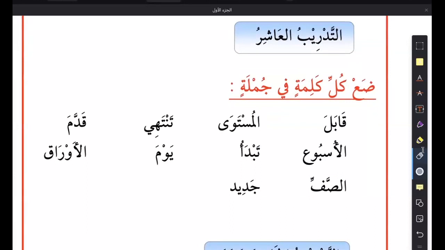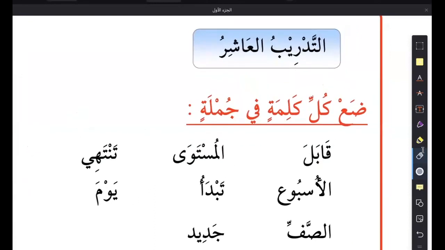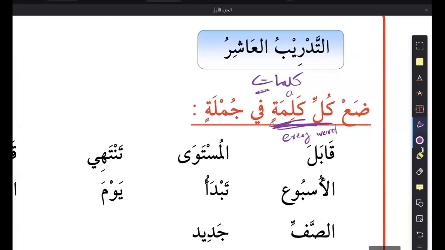So put every word in a sentence. I think I mentioned to you, when you say kull, after kull, if the word is mufrad, singular, then we translate it as every. So when we say kulli kalimatin, we say every word. But if you say kulli kalimatin with the plural, then we say all words. You understand? So that's how we distinguish between every and all.